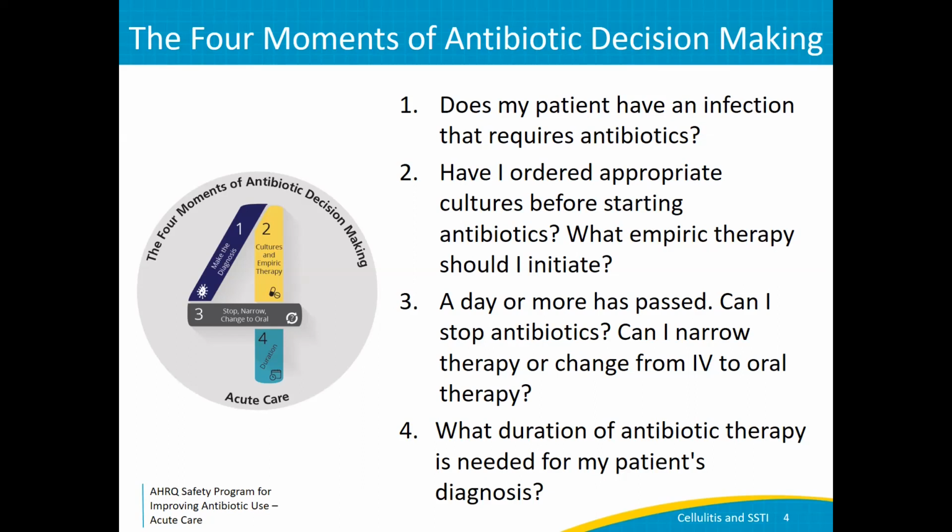Decision point number 1 is whether or not the patient actually has an infection that requires antibiotic treatment versus a non-infectious condition mimicking an infection. There are many that can mimic a soft tissue infection. We'll talk more about that soon. Decision point number 2 is whether we've ordered appropriate cultures or other diagnostic tests before we start antibiotics. And once we have our testing done, what antibiotics we should start.